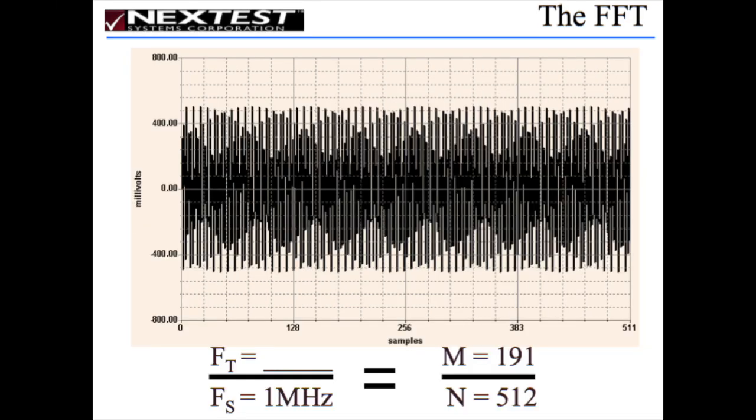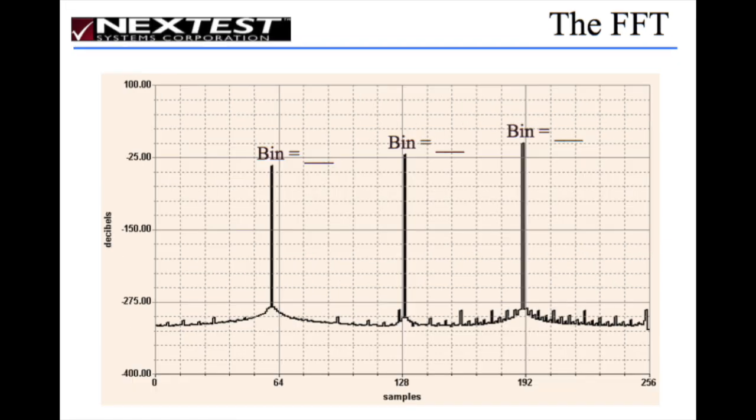Okay, here's a good one. M is now 191. Believe me, there's 191 cycles of the waveform there. So 1 megahertz times 191 divided by 512 is 373.046875 kilohertz. Remember what our M was. M was 191. So let's see, these things look pretty strange. They're kind of backwards, aren't they? The first one we come across is down around minus 40 dB. The next one we come across is about minus 20 dB. And the next one we come across is at 0 dB.